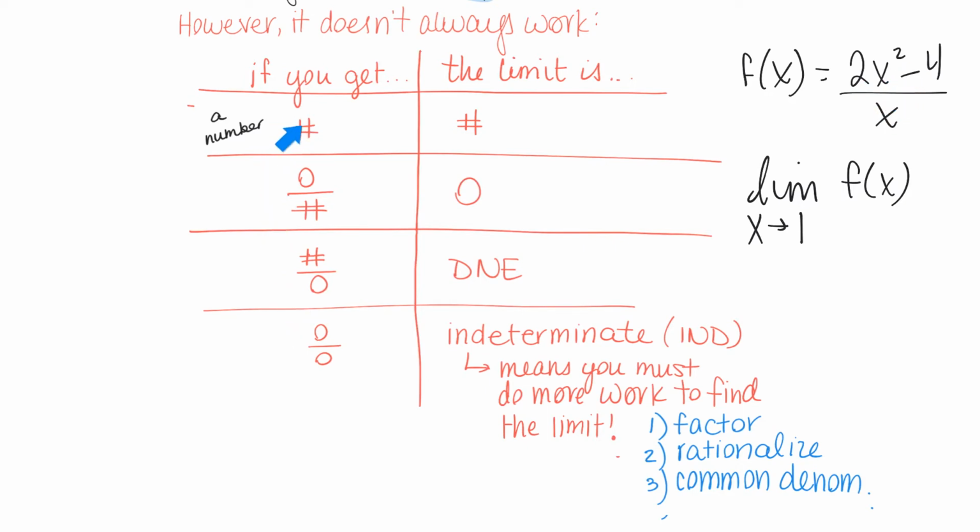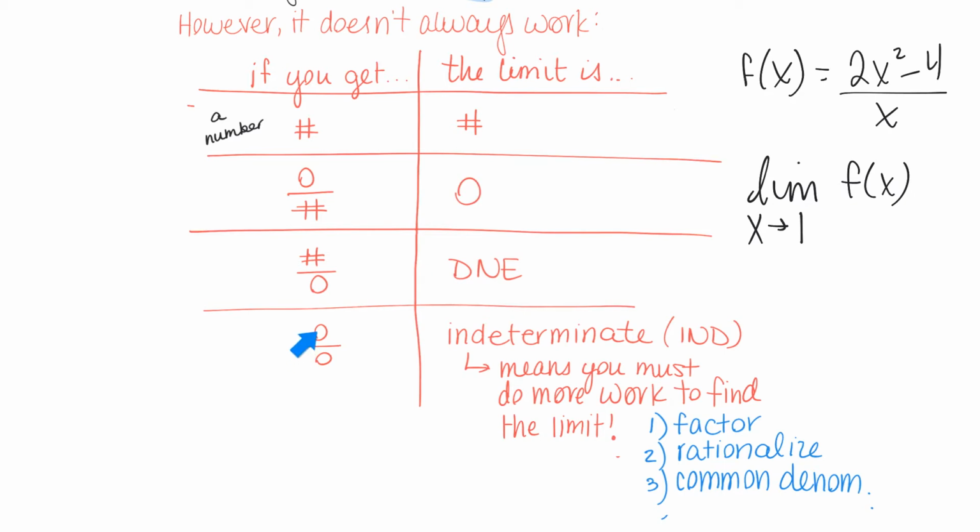Now, if you get a number, that means a number. If you get a number, then the limit is that number. All right? If you get 0 over a number, so let's say you get 0 over 5, the limit is 0. If when you substitute in, you get a number on the top and 0 on the bottom, then the limit does not exist.